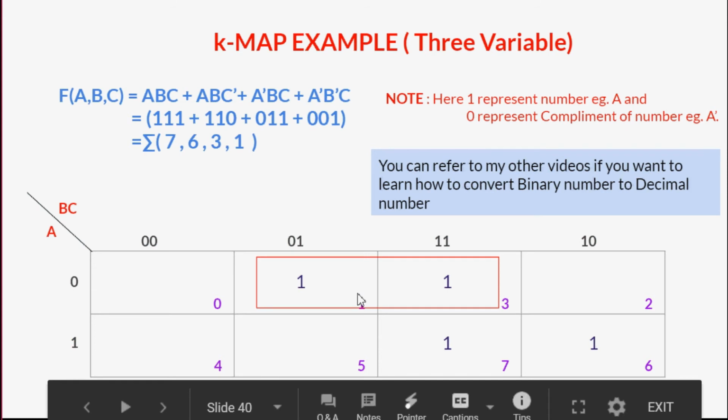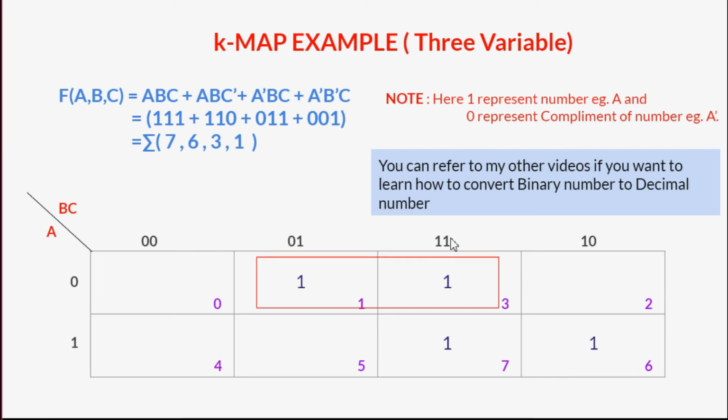Now out of B and C, B is fluctuating. For cell number 1, B input is 0, but for cell number 3, B input is 1. Similarly, for cell number 1, C input is 1, and for cell number 3, C's input is again 1, which means A and C are constant. While simplifying the expression, we need to look at the variables which are constant for that particular block. For this block A and C are constant.